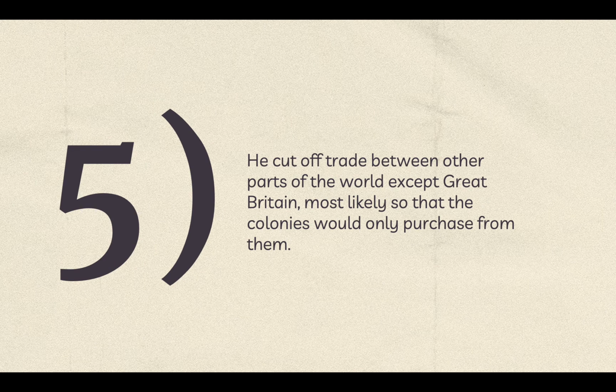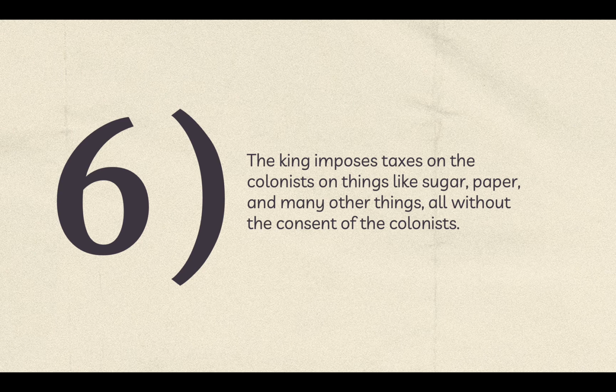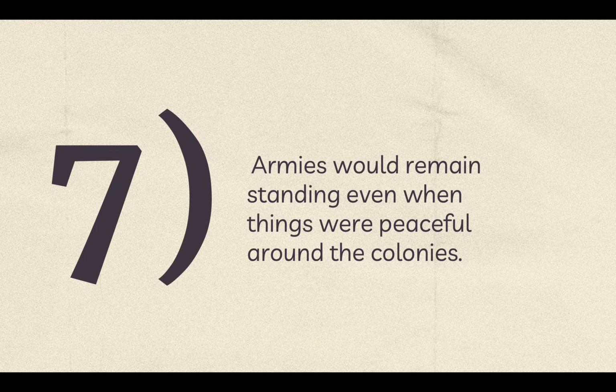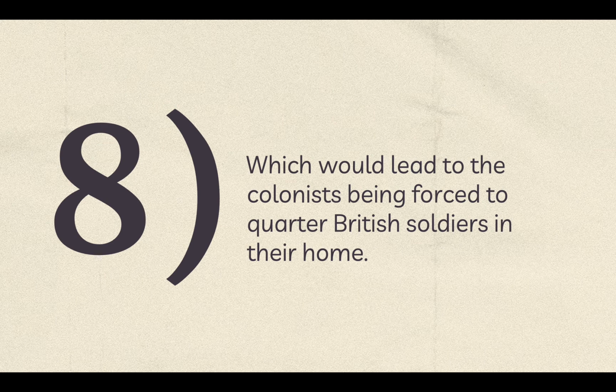He also cut off trade between other parts of the world except Great Britain, most likely so that the colonies would only purchase from them. The term consent of the governed comes back as the king imposes taxes on the colonies on things such as paper, sugar, and many other things, all without the consent of the colonists. Armies would remain standing even when things were peaceful around the colonies, which would lead to requiring the colonists to quarter British soldiers in their house.